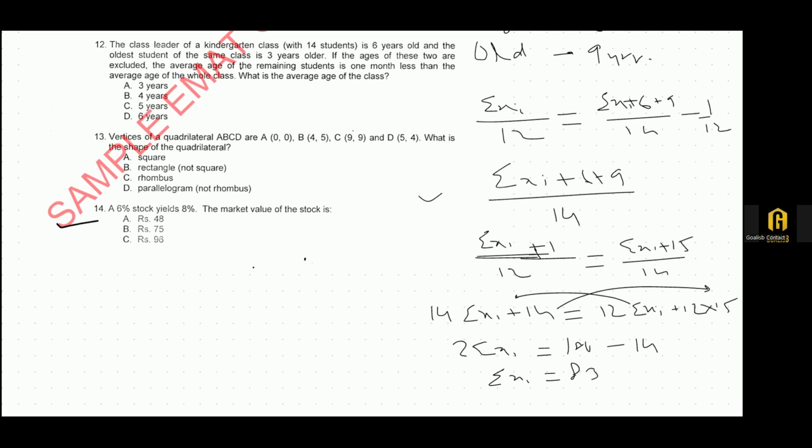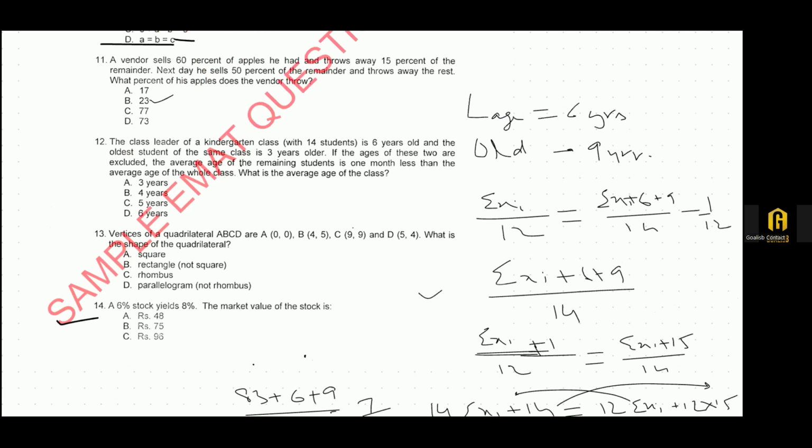So the average of the class they are asking: 83 plus the 2 more students, 9 plus 6, divided by 14 should be the class average. So that gives us 83 plus 15, which is 98, and 98 upon 14 gives us 7. So the average is 7 according to me, but there is no choice as 7. The numbers that they have given are 3, 4, 5, 6. They don't seem correct to me. Okay, I'll revisit it again.